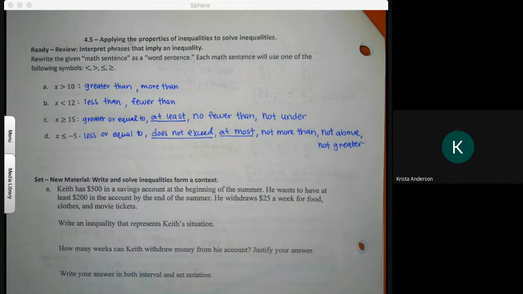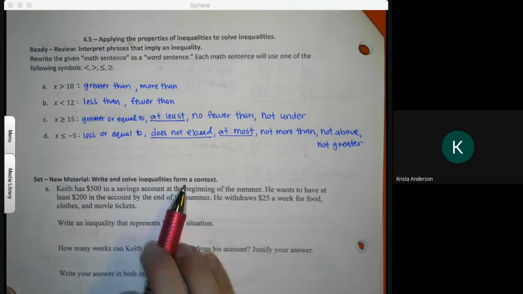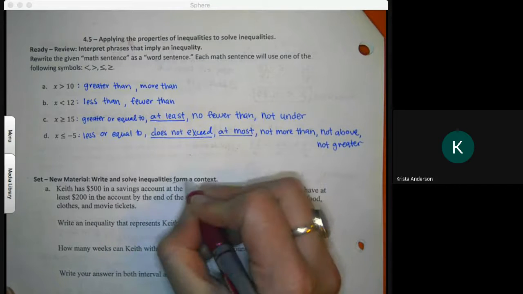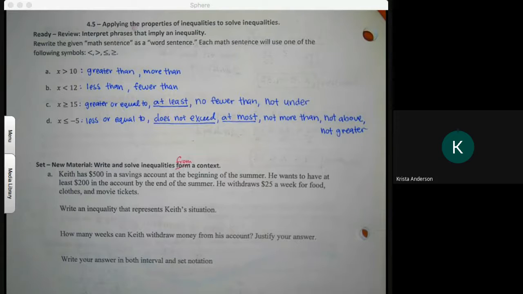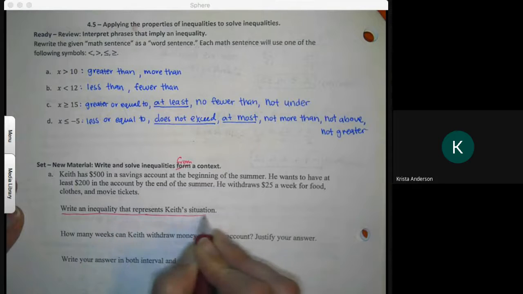Does anybody need more time to write those down? Then we're going to write and solve inequalities from context. For the first question, it says Keith has $500 in savings in the savings account, and at the beginning of summer, he wants to have at least $200 in the account by the end of summer. He withdraws $25 a week for food, clothes, and movie tickets. I need to write an inequality that represents Keith's situation. This will be your first box.